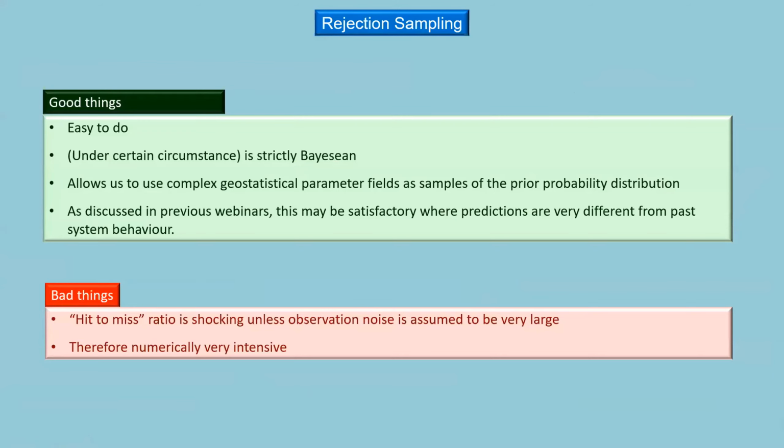The bad thing is, in a high-dimensional parameter space, the hit-to-miss ratio is going to be abysmal. If we want even a halfway good fit with the data, we're not going to get it unless we do an unseemly number of model runs, more model runs than we probably have the numerical capacity to bear. So this isn't often used. So now let's look at some more efficient methods. And the first one we'll look at is pseudo-linear methods.